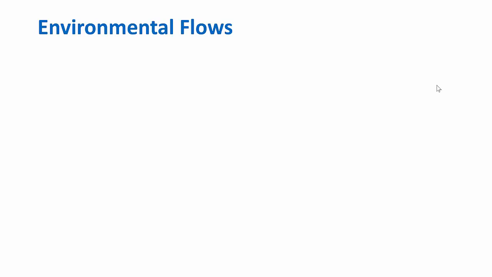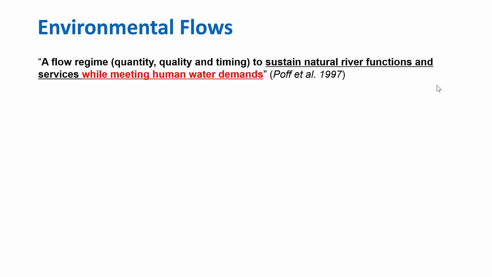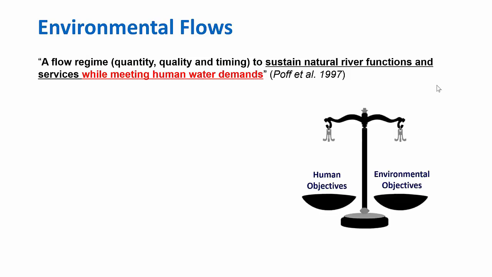So, what are environmental flows? When we are referring to environmental flows, it's a flow regime. I'm going to explain what a flow regime is, but it's basically a flow throughout the year that sustains natural river functions while meeting human water demands. So, when we're talking about environmental flows, it's not only related with the environment or with ecosystems, but also trying to meet human water demands. And this was actually defined by Leroy Poff in 1997.